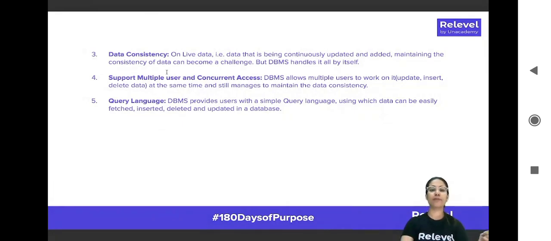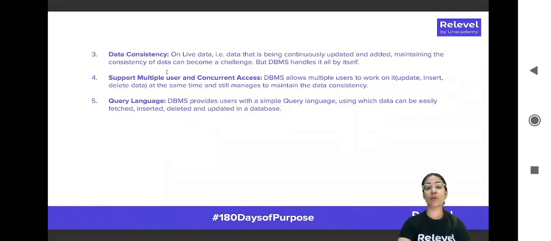Let's say there is one person who is working on the data, trying to update some money that a person deposited, and at the very same time another person is querying and checking the balance of that person in the database. So you have to maintain consistency. You have to make sure that both of them get the same answer, right? So concurrent access and support for multiple users is also provided by database management systems.